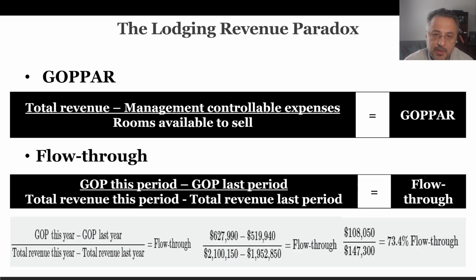While we're using many KPIs, one of the most preferred ones is the gross operating profit per available room, where total revenue minus controllable expenses divided by available rooms gives us GOPPAR. It could be expressed as dollars or as a percentage of total revenue.